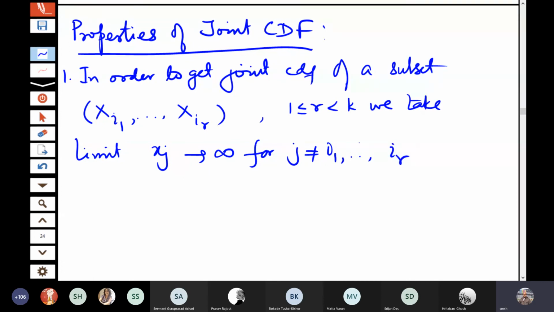So if I take the limit of xj tending to infinity for j not equal to i1 to ir, then I will get the marginal CDF of xi1, xi2, xir, where this is a subset of x1, x2, xk. And if I take the limit of F_X with respect to any xi tending to minus infinity, this is 0.